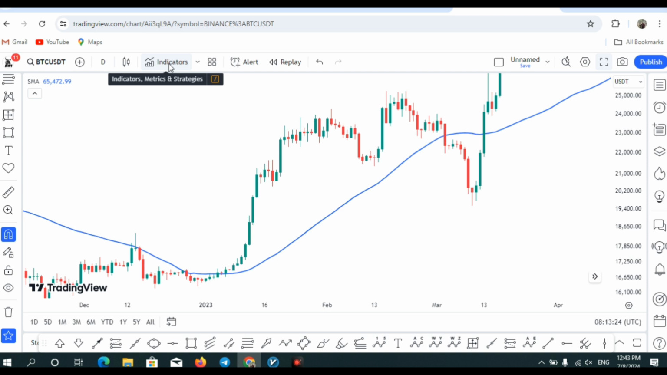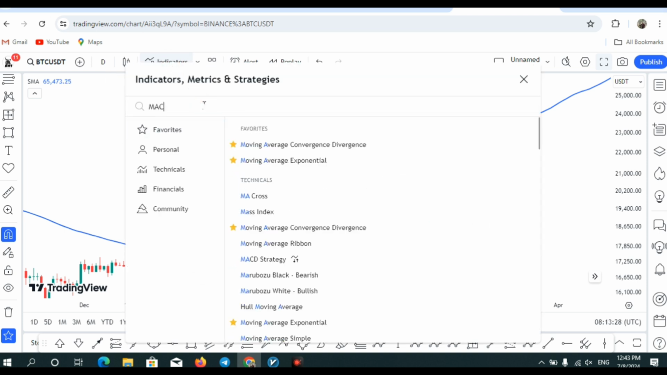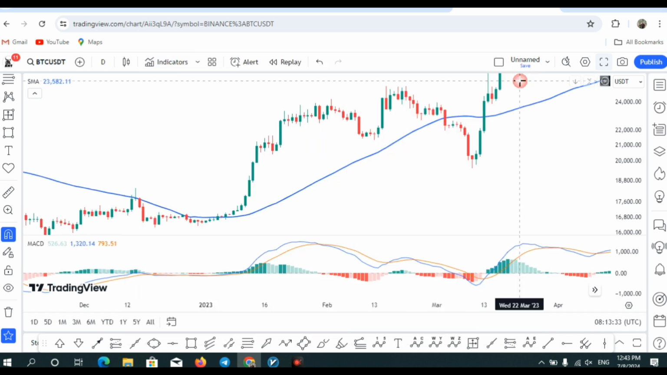And again, go to the indicator section and search MACD and select Moving Average Convergence Divergence. Then go to the settings of this indicator and change the settings like this.